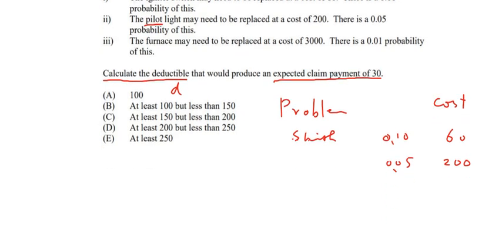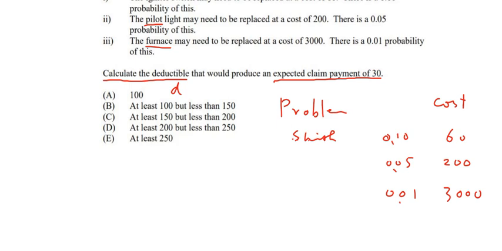And so the problem is this, and the cost is 3,000, and the probability is 0.001. Okay. So we can say that the deductible should be more than 60. Because like this is almost 300, too much.